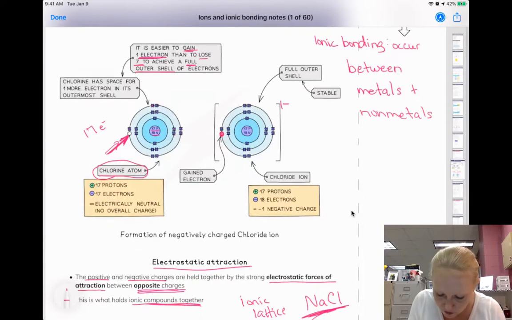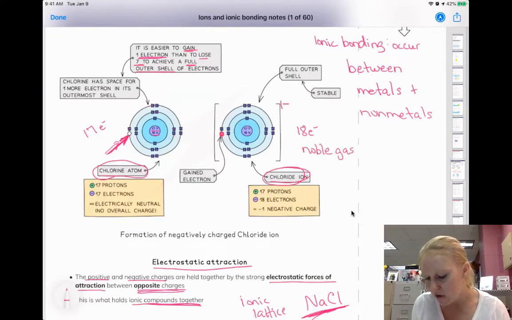And now it has a full outer shell of electrons, and that makes it more stable than it was as an atom because now it has a noble gas configuration. And what I mean by that is it has 8 electrons in its outermost shell, and if you were to add all the electrons together now, this one has 18 electrons. If you look on your periodic table, you'll notice that argon is number 18, atomic number-wise, and it is a noble gas. So this chloride ion has the noble gas configuration of argon.